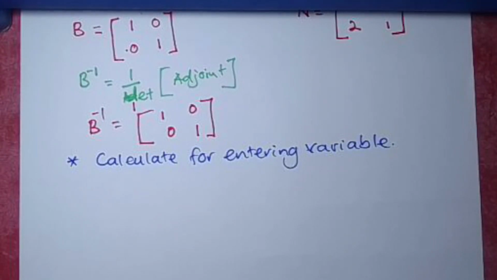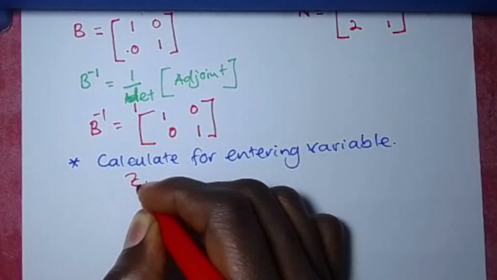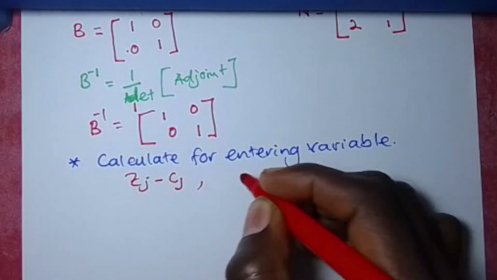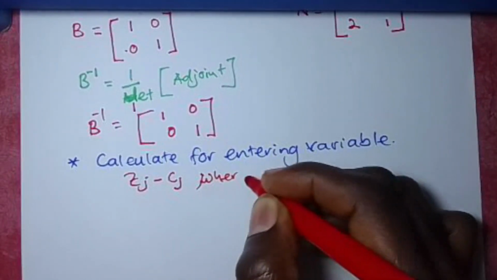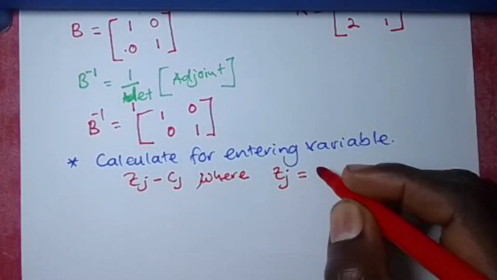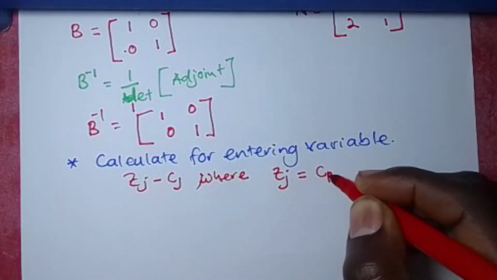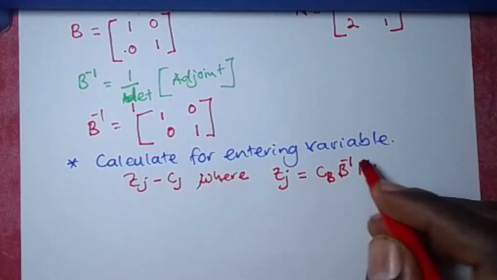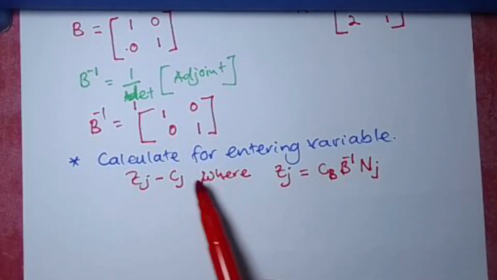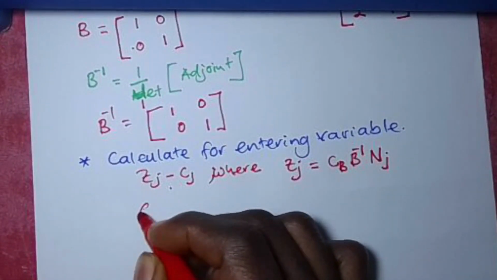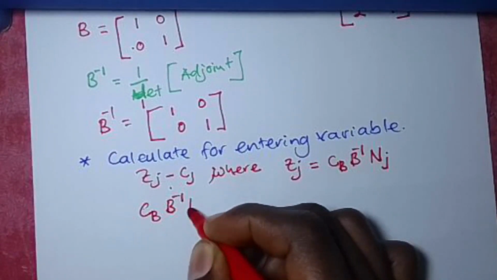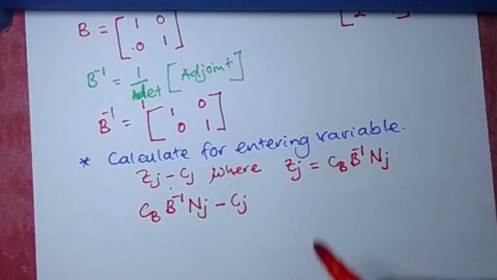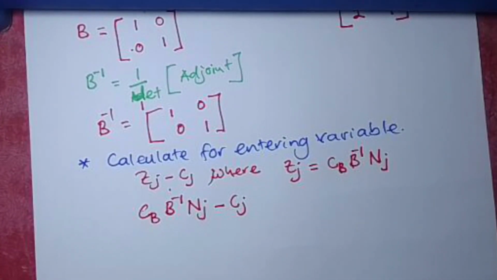So the formula is simple. We shall always need to calculate for zj minus cj, where zj is given by what we call cb b inverse times nj. So when I substitute for zj in this equation, I'll need to calculate this value here: cb b inverse nj minus cj.